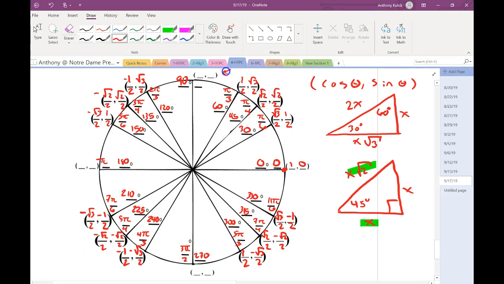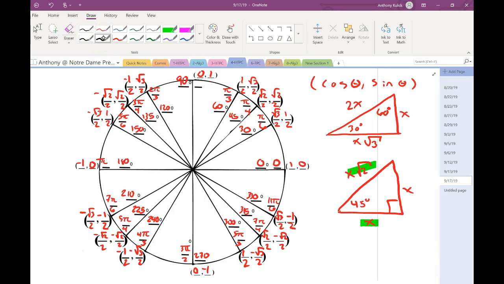What's the next one at 90? What's that point? 0, 1. Very good. And at 180, what is it? Negative 1, 0. Very good. And at 270, what is it? 0, negative 1. Very good. So what we have now is what we'll call the unit circle.